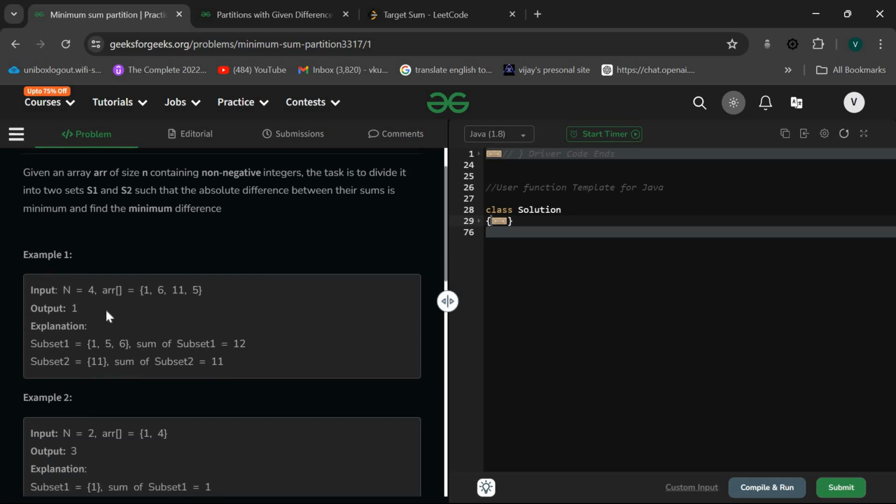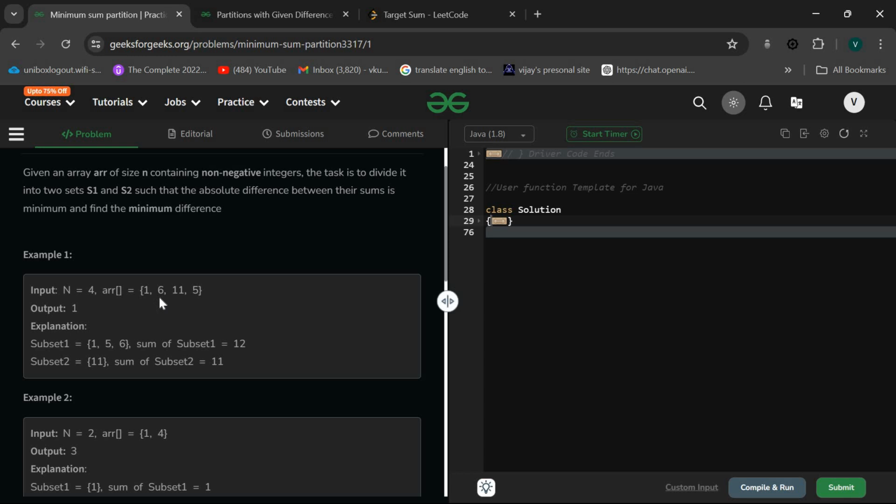Let's see the example. This is the example. N is equal to 4 and the array is 1, 6, 11, 5. So the output is 1. Why is the output 1? In S1 we consider 1, 5, 6. The total is 12. And in S2 we consider only 11. So 12 minus 11 should be minimum. 12 minus 11 is equal to 1.